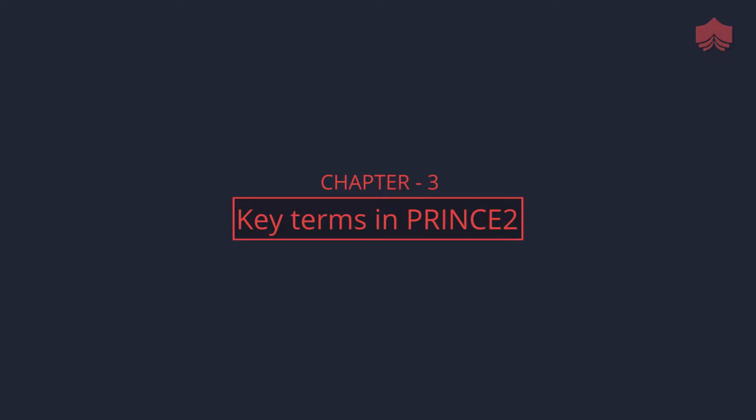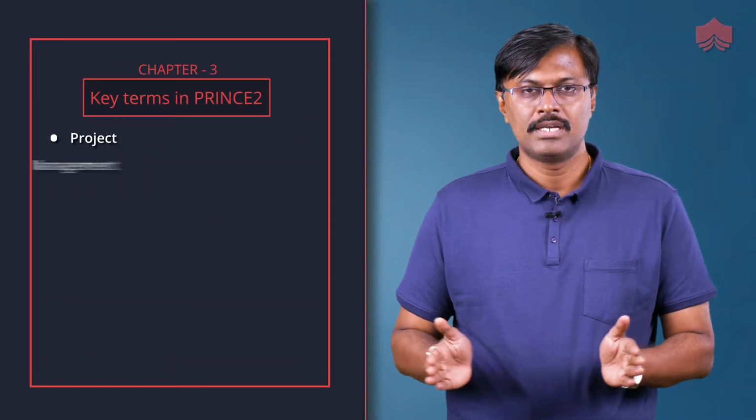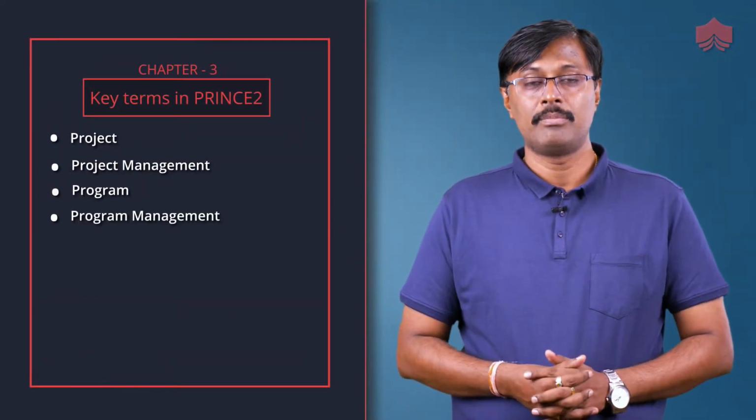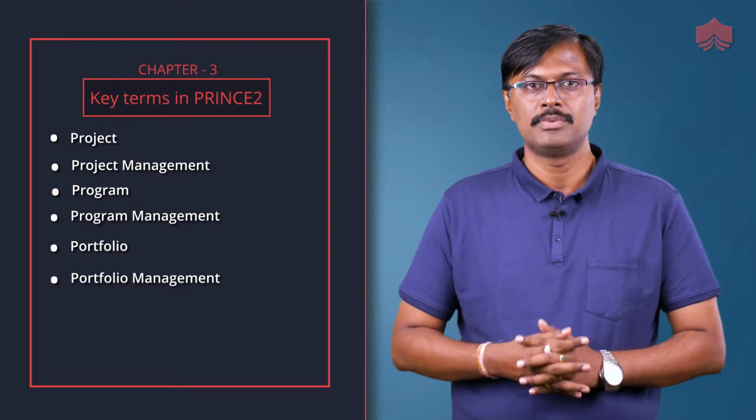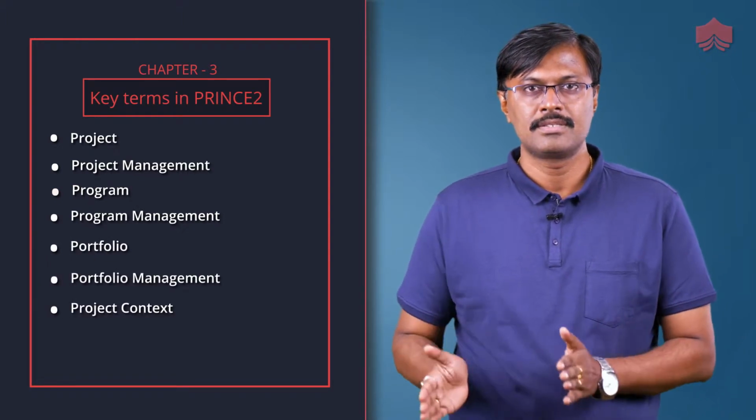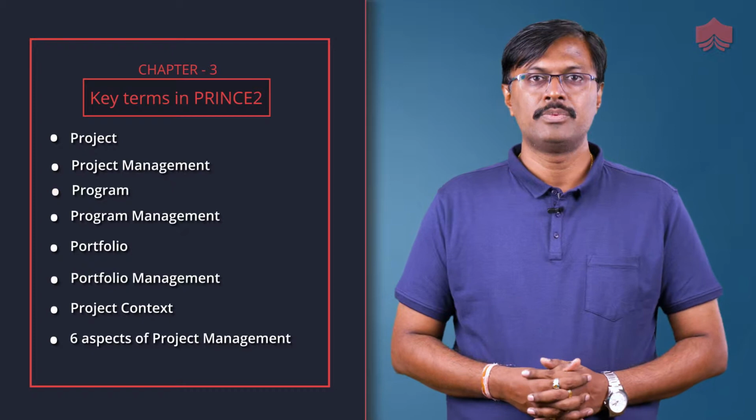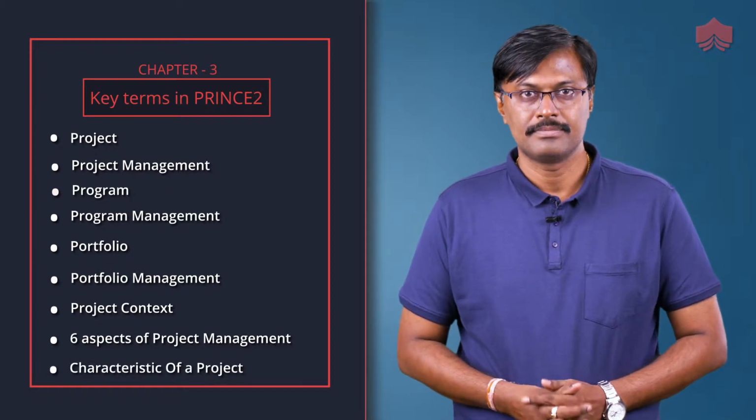So, welcome back. In the previous module, we looked at 4 integrated elements of project management as recommended in PRINCE2. In this module, we are going to look at the key terms like project, project management, program, program management, portfolio, portfolio management, project in different contexts, 6 aspects of project management and characteristics of a project.